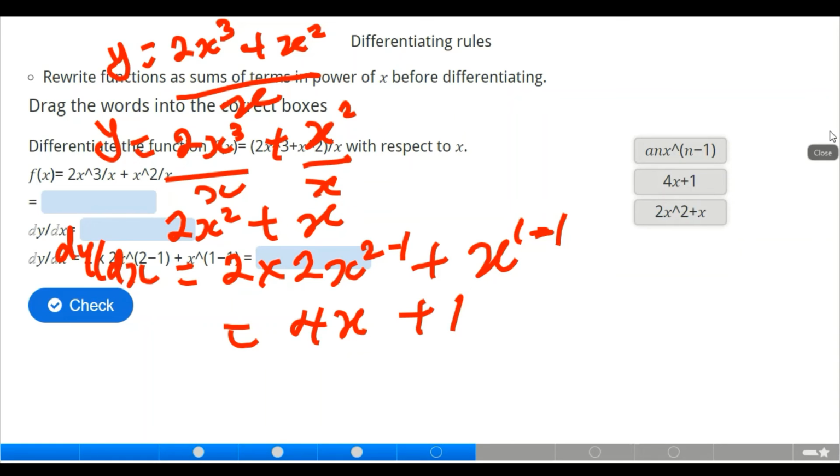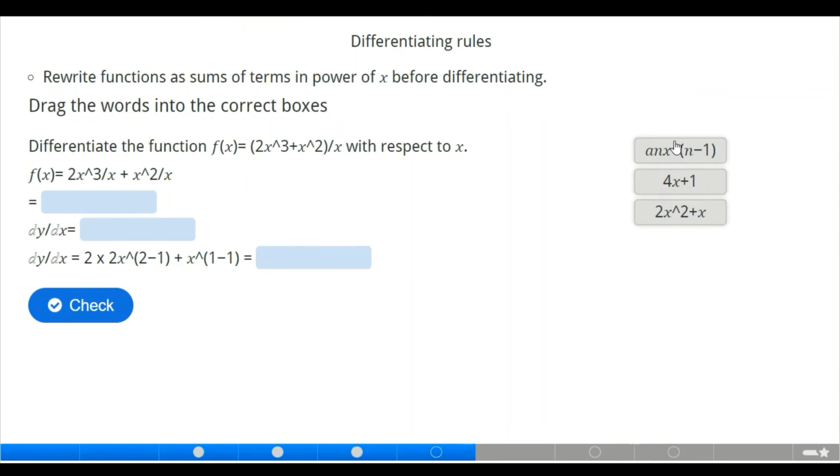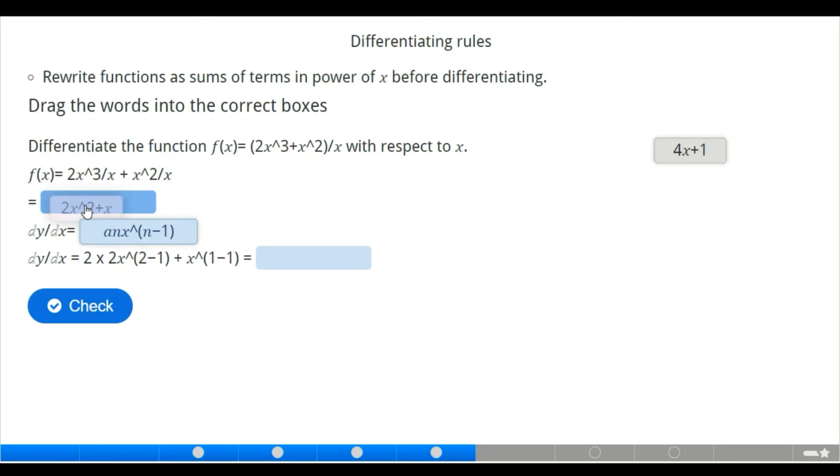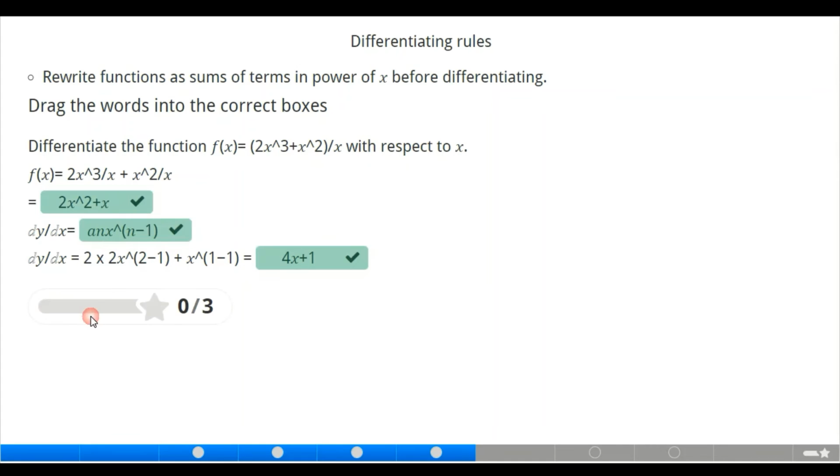Now let's rearrange the activities that we have here by dropping the right answers into the right boxes. So dy/dx is calculated as this. After dividing x with the numerator, we have 2x raised to the power 2 plus x. Now after we are done differentiating based on the working we showed, our answer is 4x plus 1.